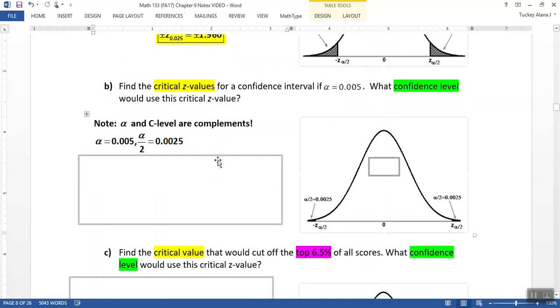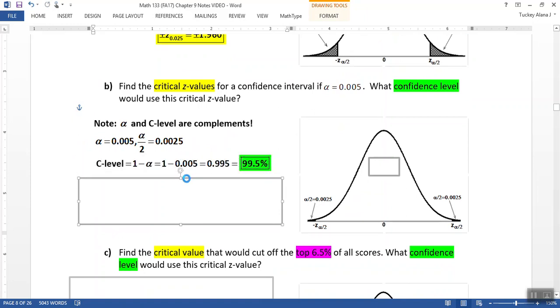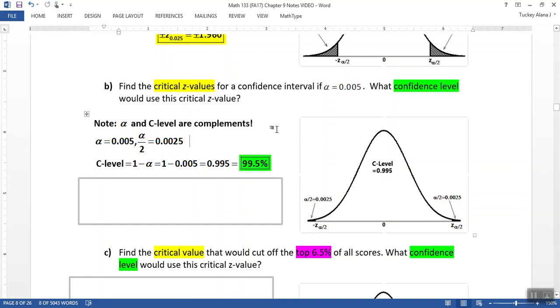It has to. So then I could find my C level, which is 1 minus alpha, because alpha and the C level are complements of each other. So I just take 1 minus 0.005, which gets me 0.995, which is that confidence level right there in the center. So I've answered that question. That question I highlighted in green. So the confidence level is 0.995.